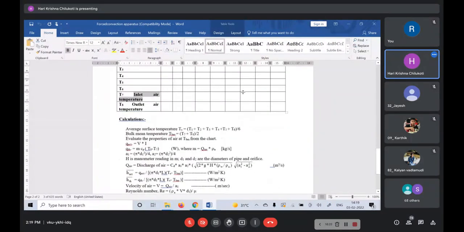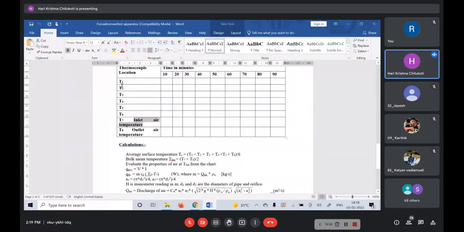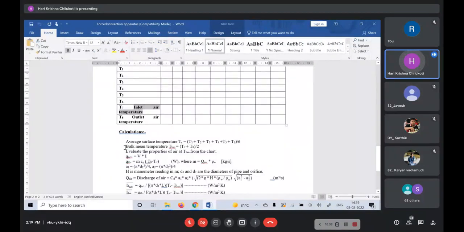As for the calculations, in order to find out the average surface temperature of the test section, we'll simply average all six temperatures. This will give us the average surface temperature, and we'll find out the bulk mean temperature of the air, which is equal to the inlet temperature of the air plus outlet temperature of the air divided by 2. At this particular bulk mean temperature we will obtain the properties of the air, which in turn will be used in the further calculations.